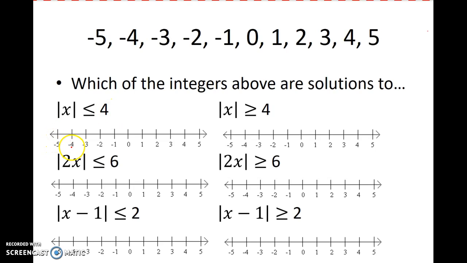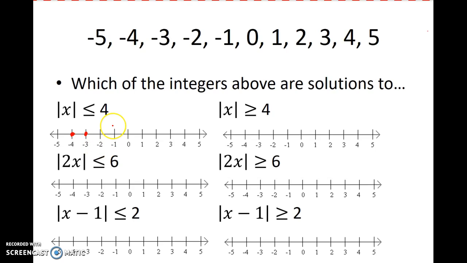So the next one I'm going to try is -4. Put -4 in here. I take the absolute value of -4. I get 4. I know 4 is less than or equal to 4. It's equal to. So I put a point on -4. Then I move up and I do -3. I know that the absolute value of -3 is 3, and 3 is less than or equal to 4. So that's going to be a solution.